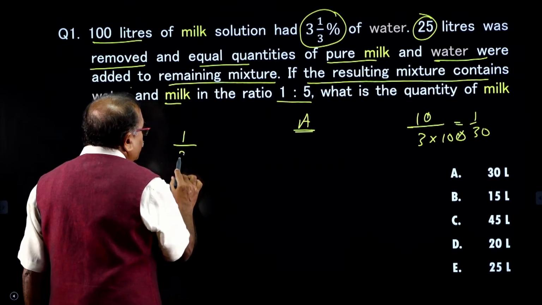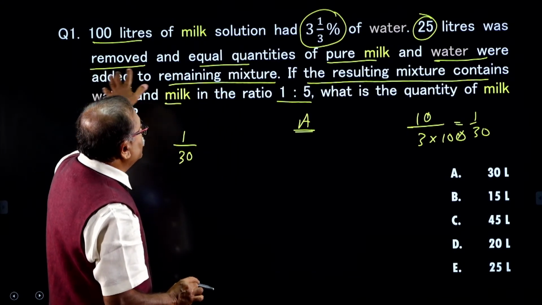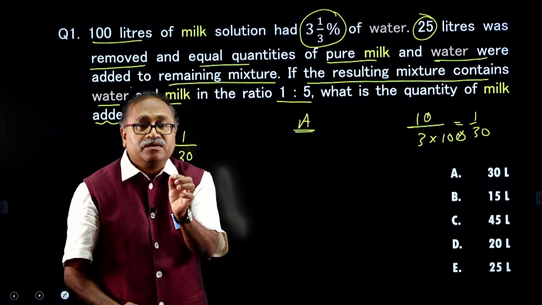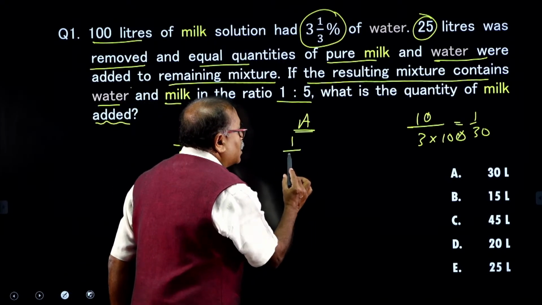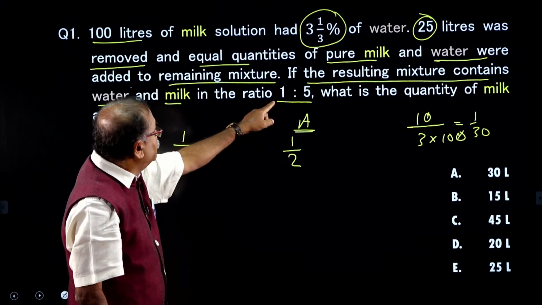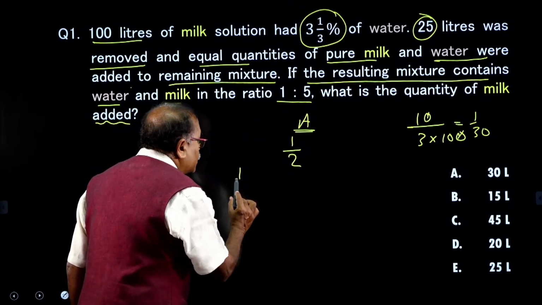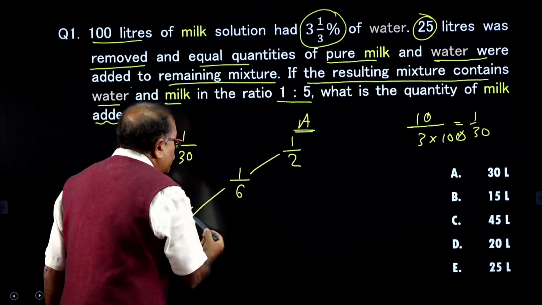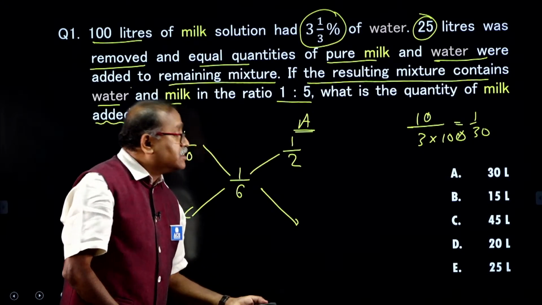So, here the water is 1/30 in the original one and 25 liters is removed and you are pouring the milk and water with the equal quantity. So, in that the water will be half of the total quantity. So, this is half. And here in the final mixture, that is water to milk 1:5. That means, here the water is 1/6. By taking the difference, will I get the ratio? Yes, I will get the ratio, my dear friends. So, your time starts now.